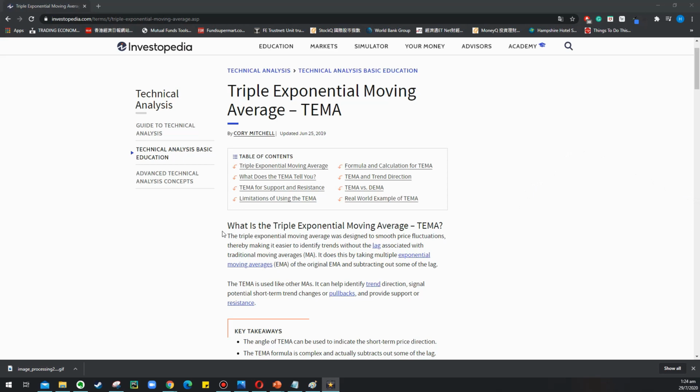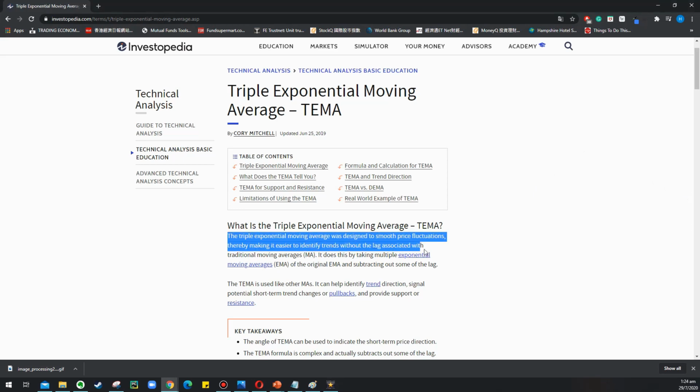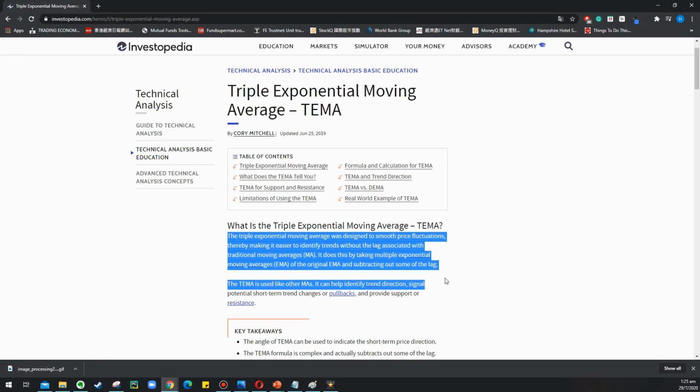The triple exponential moving average was designed to smooth price fluctuations, thereby making it easier to identify trends without the lag associated with traditional moving averages. It does this by taking multiple exponential moving averages of the original EMA and subtracting out some of the lag. The TEMA is used like other EMAs. It can help identify trend direction, signal potential short-term trend changes or pullbacks, and provide support or resistance.